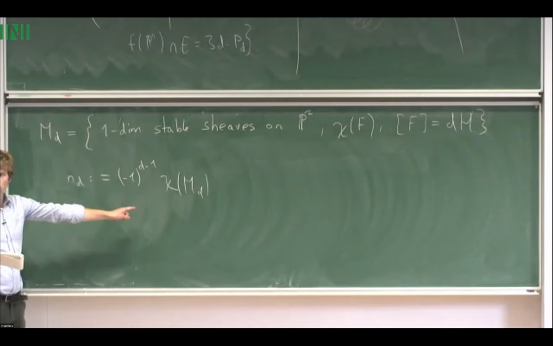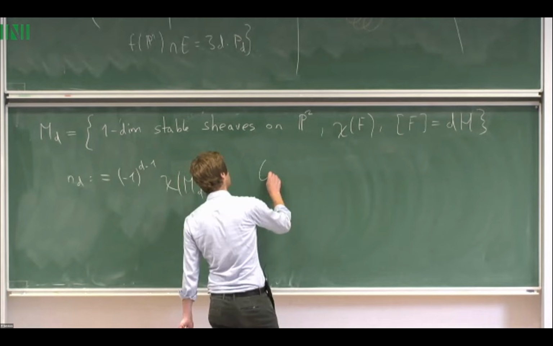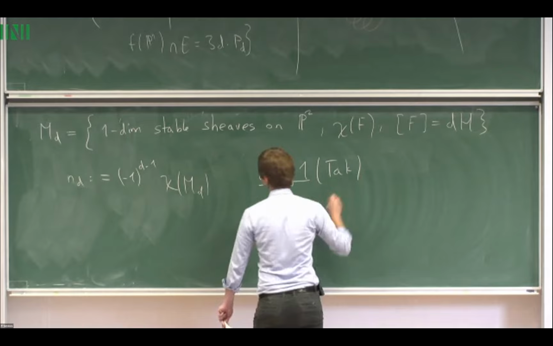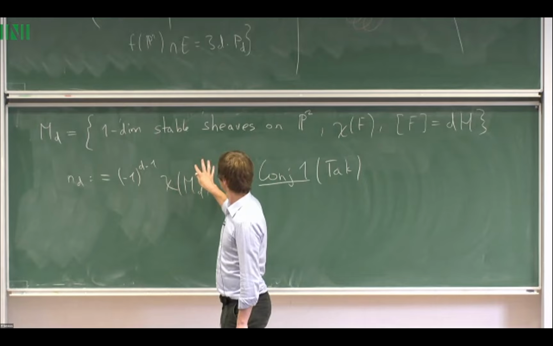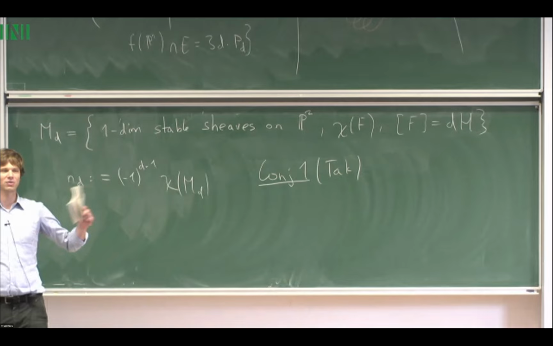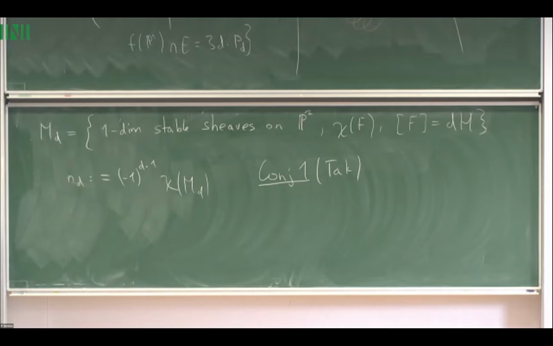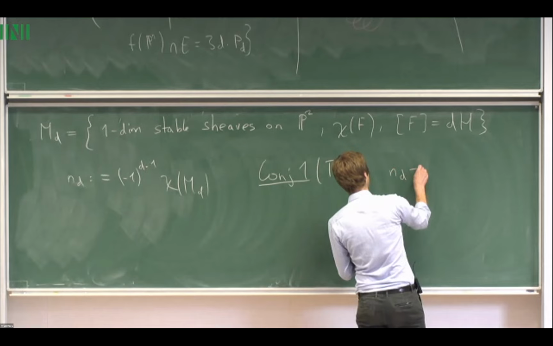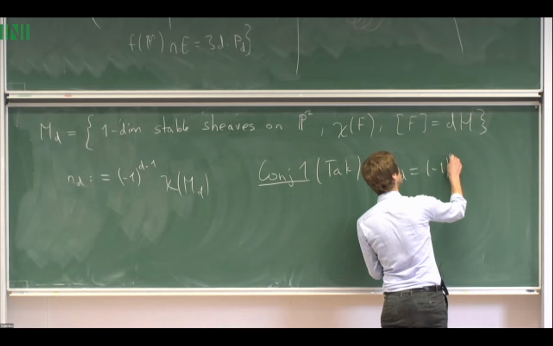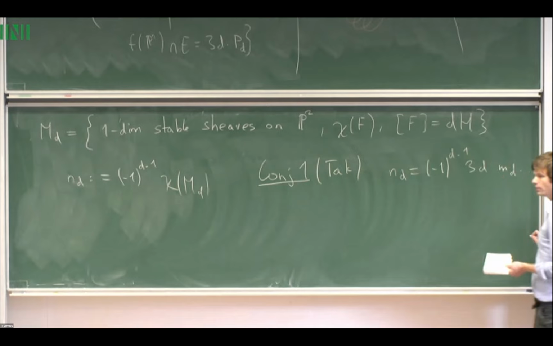So Takahashi's first conjecture is that this really strange kind of moduli space knows about, I mean, it depends. Either you find one side or the other side strange, or maybe you find both sides strange, but this moduli space somehow knows about these counts. So the conjecture is that little n_d is equal to (-1)^(d-1) 3d times m_d.